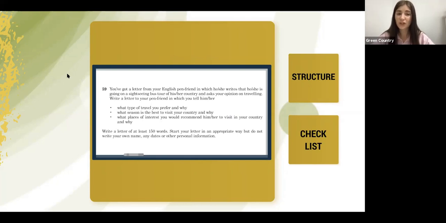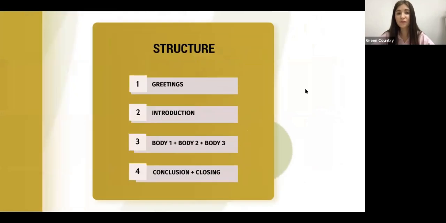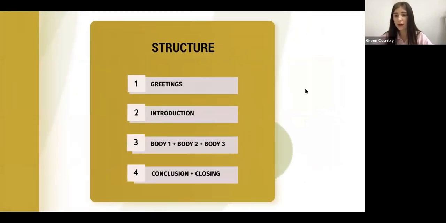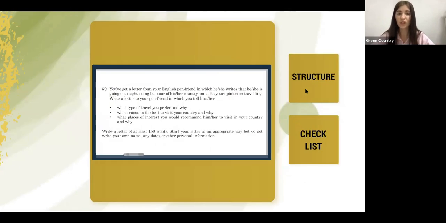So in the structure of this letter, we have three topics. Introduction, you've got a letter from your English pen friend, and three topics. Let's remember about the structure of your letter. First, you need to have some greetings like hi, dear, hello, and so on. These greetings must be informal. So you can just use, for example, hi, Jack, like that. Introduction. I would like to focus on that here because that's very important. Go back to the task. Introduction. How you can write it wisely and logically.